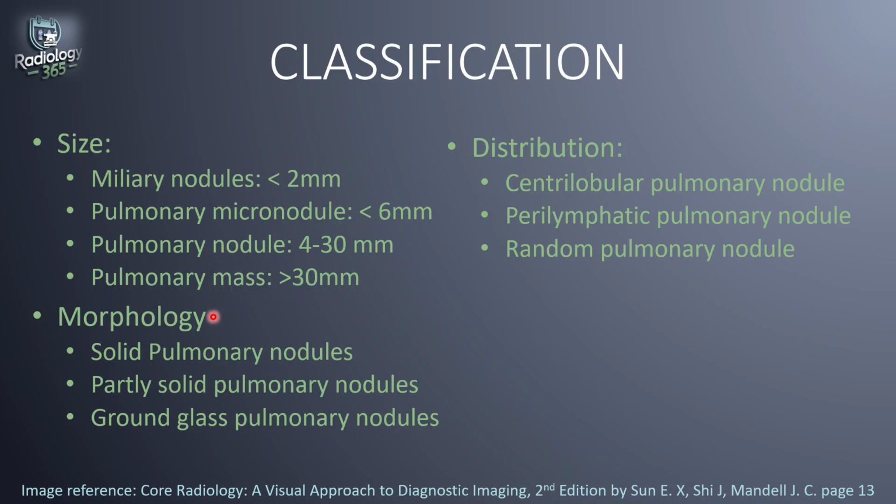According to their morphology, they can either be solid, partly solid, or even have a ground glass attenuation. But what we are going to focus more on in this discussion is their distribution, how they're distributed. That's what's going to help us with our differentials. So they can either be distributed in a centrilobular pattern, in a perilymphatic distribution, or randomly distributed throughout the lungs.